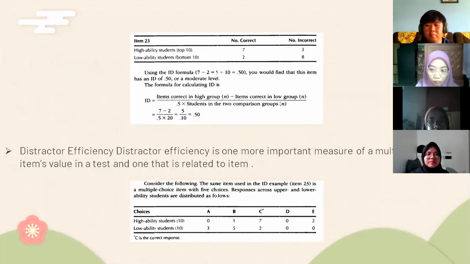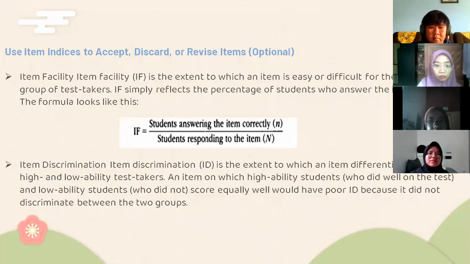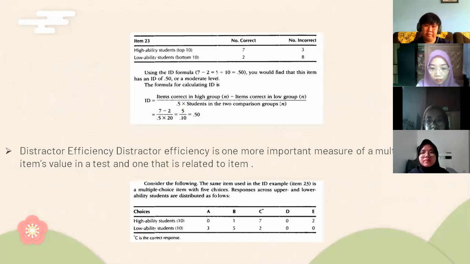The next is item discrimination, or ID. It is the extent to which an item differentiates between high and low ability test takers. An item on which high ability students who did well on the test and low ability students who did not score equally well would have poor ID because it did not discriminate between the two groups.